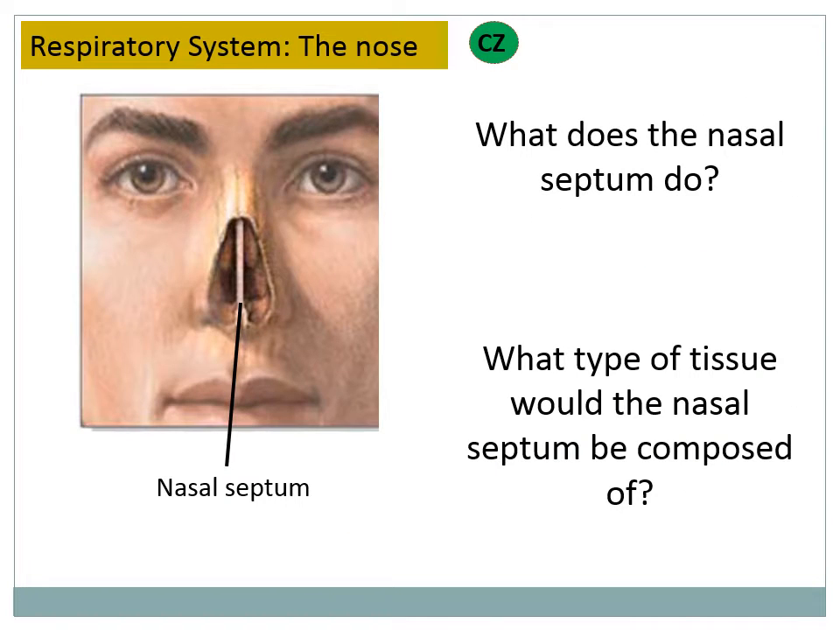Right. Another structure that we see in the nose that we're going to discuss here is the nasal septum. So you can see the nasal septum in this picture over here to the left. What does the nasal septum do?